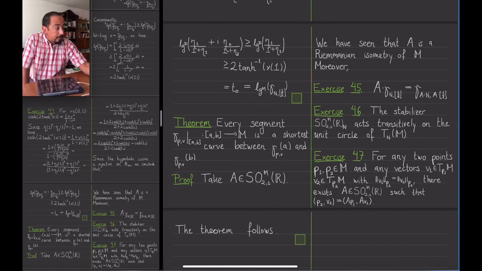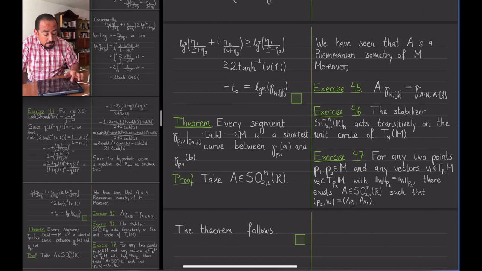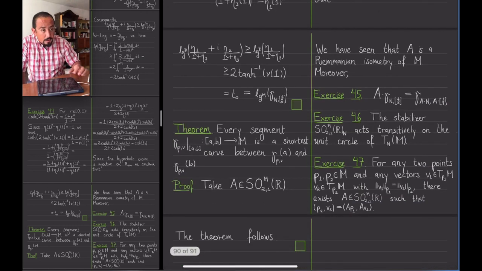So next time, I'm going to show that between any two points, there's always at least one shortest curve joining them in the hyperboloid. And then I'm going to show some applications. I'm going to show that the exponential map from the tangent plane to the hyperboloid is surjective. And afterwards, I'm going to start moving to the disk and the upper half plane. So on Monday, we still keep talking about the hyperboloid. Okay, thank you.